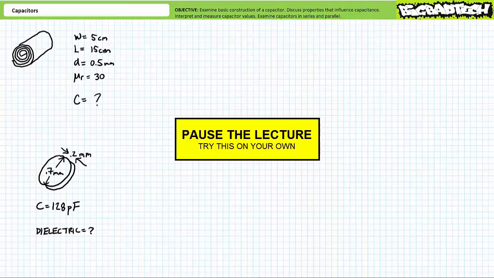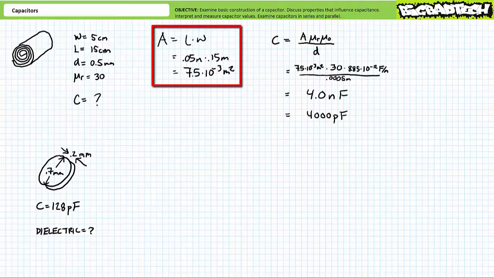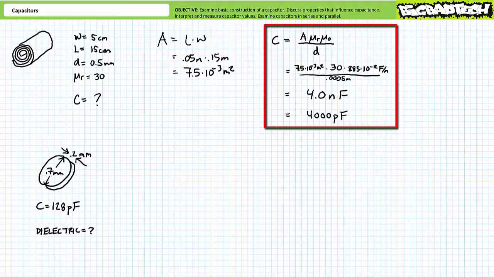If you're tracking, you should have arrived at the following values. For our first example, this capacitor has a functional area of 0.05 meters times 0.15 meters, or 7.5 times 10 to the negative 3rd meters squared. The plates are separated by a distance of 0.0005 meters. The dielectric has a relative permittivity of 30, and the permittivity of free space is a value of 8.85 times 10 to the negative 12 farads per meter. Substituting our given values in the capacitance construction formula, we arrive at a capacitance value of approximately 4 nanofarads.